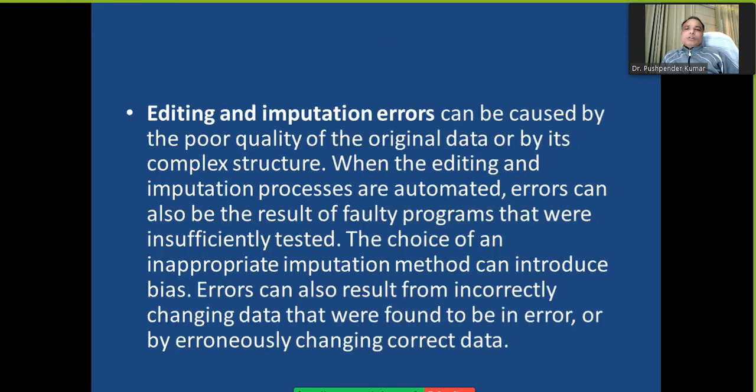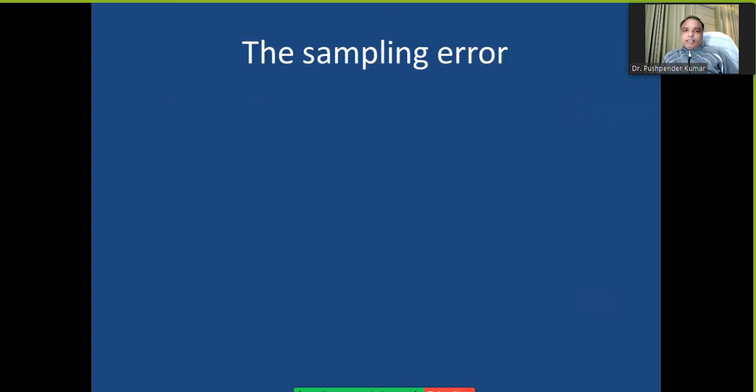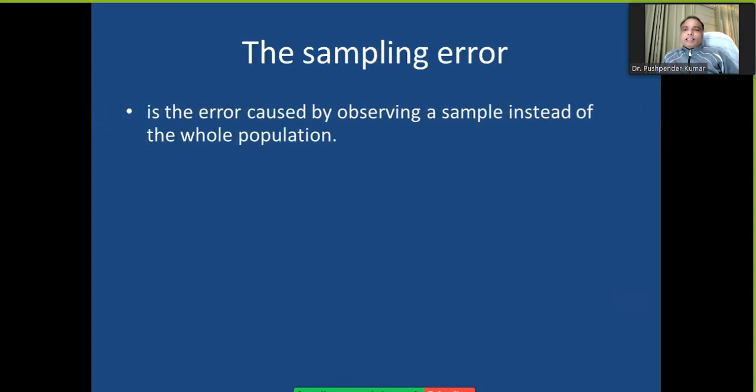And so this was non-sampling error. Now we have sampling error. Sampling error is the error caused by observing a sample instead of the whole population. As I mentioned, it's very common, you cannot minimize it or make it zero, because it would remain there, since your data is taken from a sample, and the outcome you are reflecting on the population. So it's not possible, right?